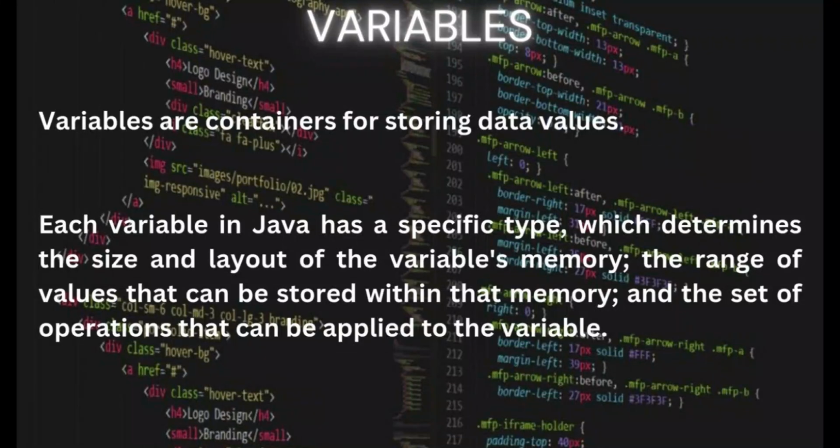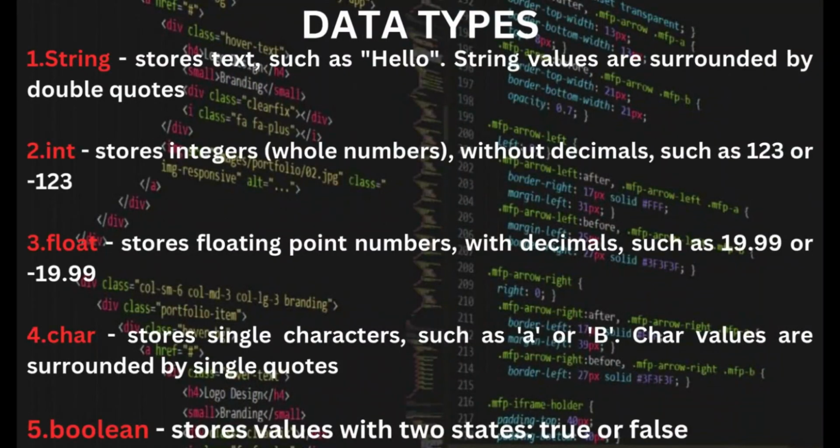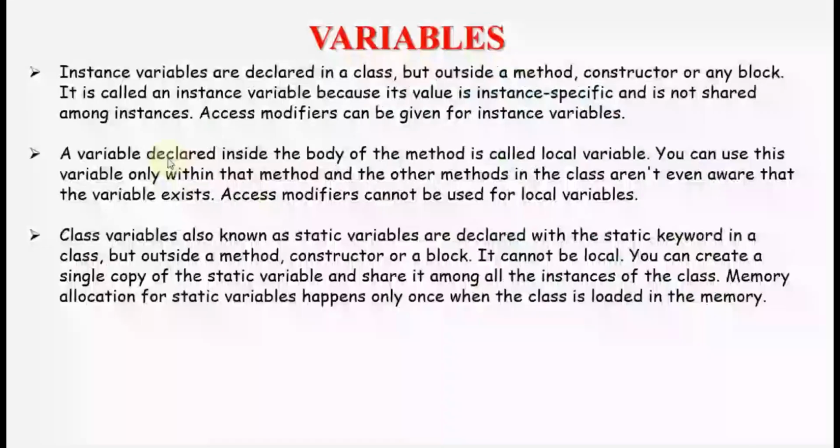There are three types of variables in Java currently. Generally, we have the local, instance, and static variables. We're going to explore that more. But like we said, in Java, the types of values stored in your variables are of different types. So we have string, int, float, boolean, and a lot more.